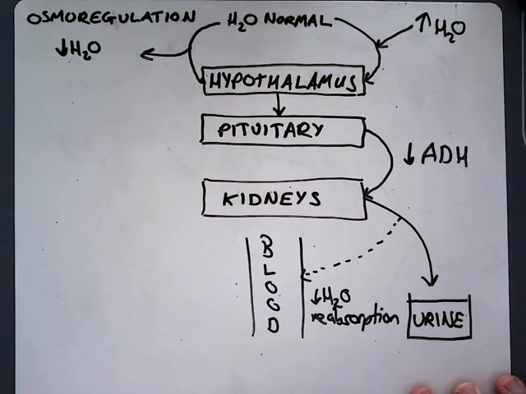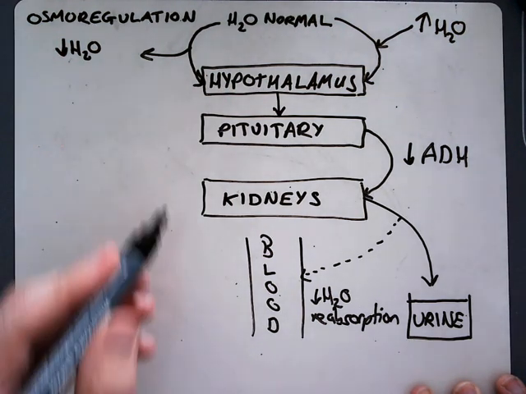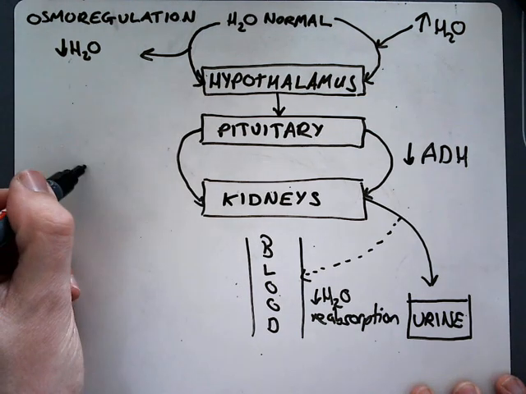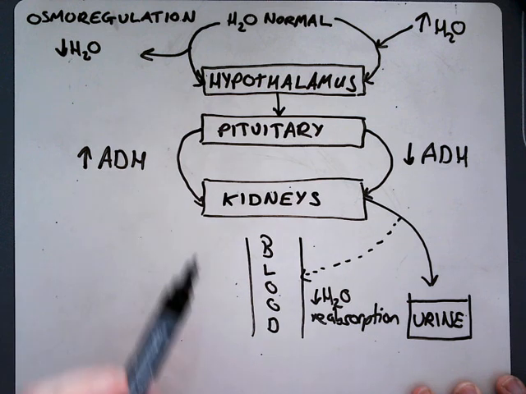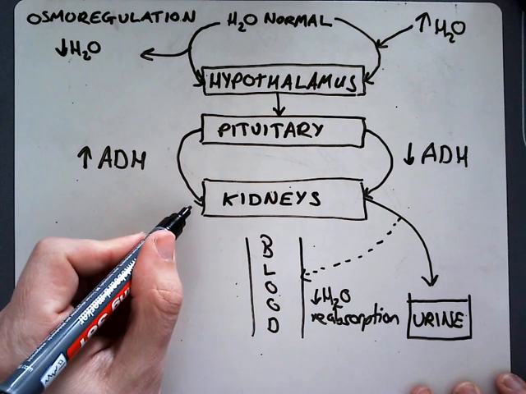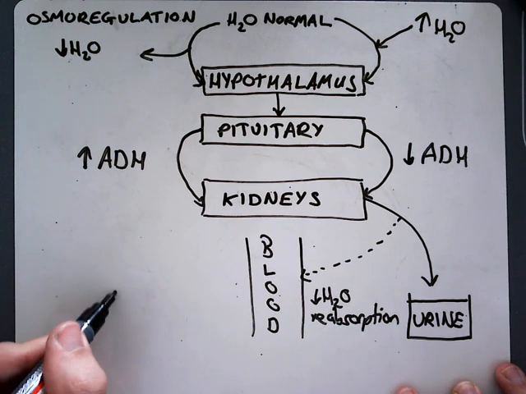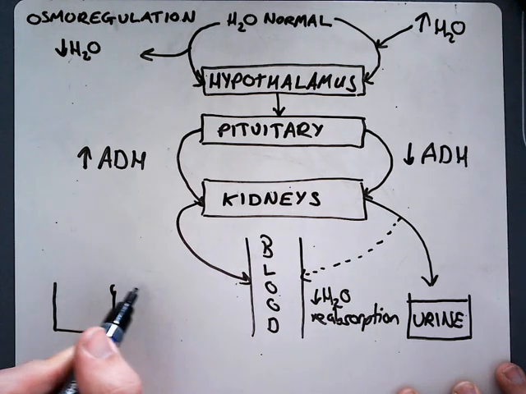Now the hypothalamus gets a signal from the osmoreceptors to say, oh, hang on a minute, the water in the blood is too low, the blood is getting too concentrated. So the hypothalamus sends a signal to the pituitary gland, and it stimulates the pituitary gland to release more ADH into the bloodstream. So the kidneys are receiving a strong signal of ADH. There's a high concentration of ADH in the blood, and so what the kidneys do is they now prioritize the reabsorption of water. So the reabsorption of water goes up.